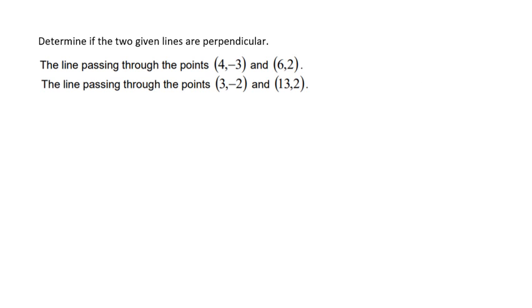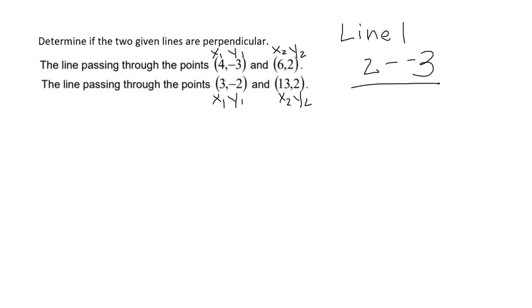Now here we are with two more exactly like that, two more lines. So let's go through here and label x1, y1, x2, y2. I'm going to do that for both lines right here at the beginning. So for line 1, y2 minus y1 over x2 minus x1. 2 minus -3 is 5. 6 minus 4 is 2.